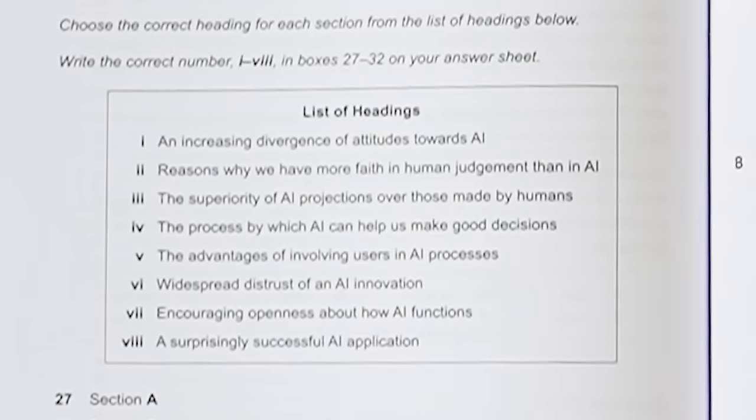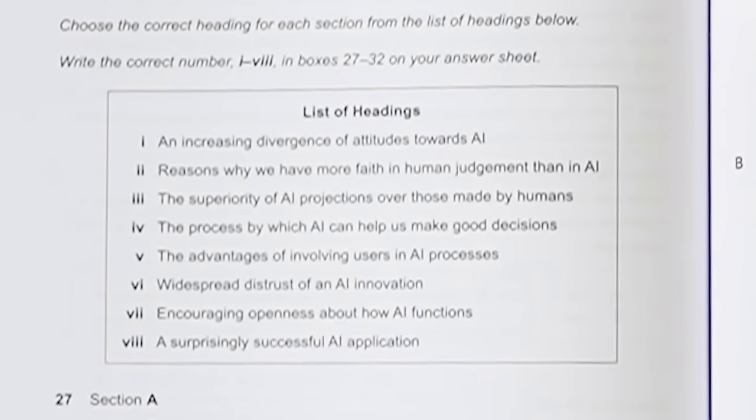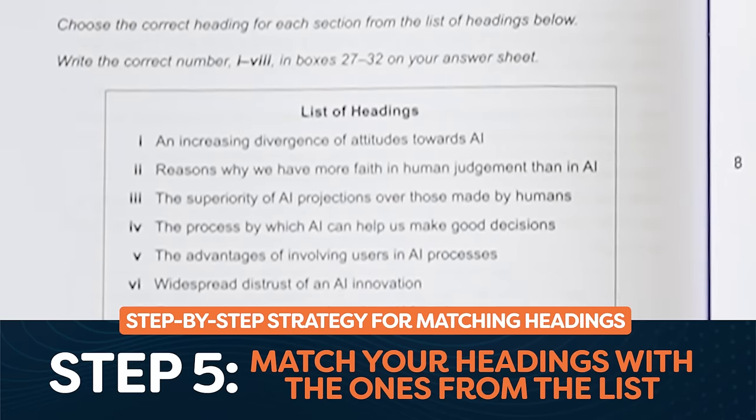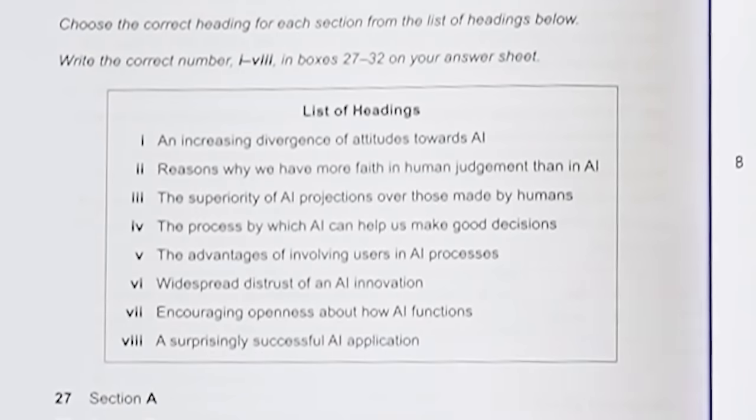The process by which AI can help us make good decisions. That's pretty obvious what that means. The advantages of involving users in AI processes. Again, very obvious what that means. Widespread distrust of an AI innovation, to many, many people not trusting it. Encouraging openness about how AI functions. A surprisingly successful AI application. So now that we've understood what those mean, the next step is to match our heading with the headings here. So the great thing about this technique is often there will be headings that match exactly or nearly exactly what you wrote down here. And if that happens, then it's the correct answer.